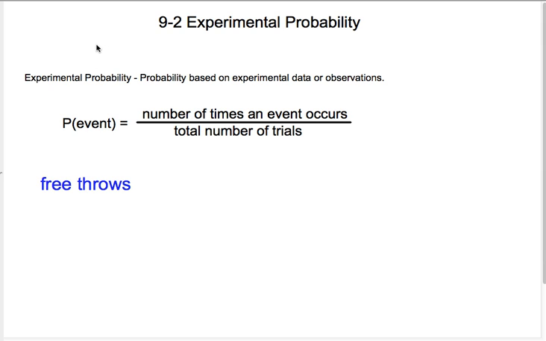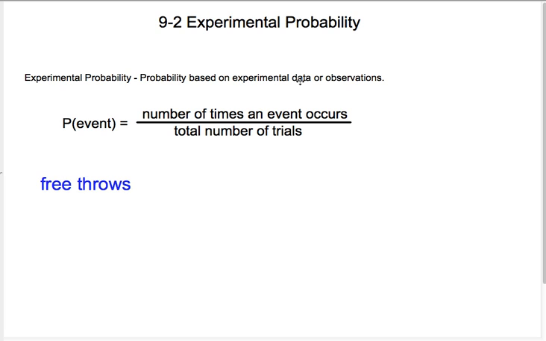Hello, in this video I'll be talking about experimental probability. Experimental probability is different than theoretical probability, which is what we talked about in the last video. Experimental probability is based on experimental data or observations.